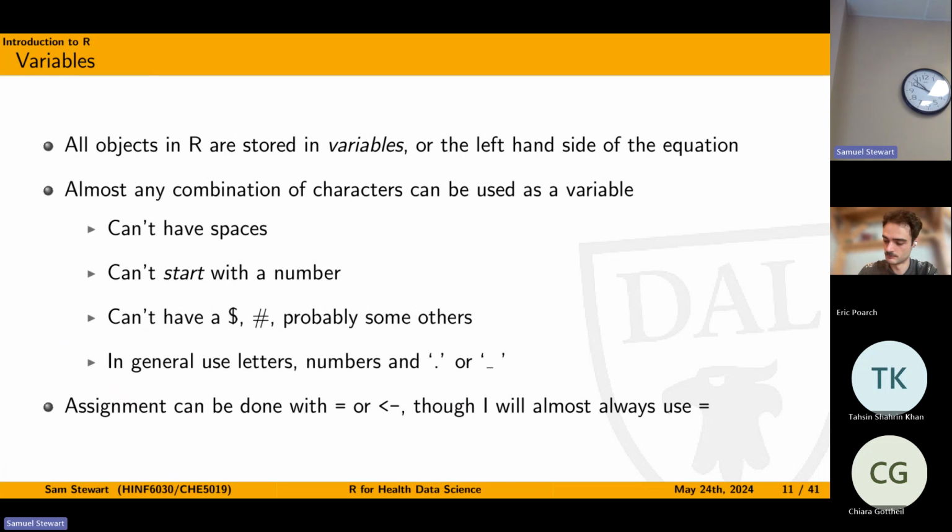So I talk a little bit about variables. I said everything can be stored in variables. So that's the left side of the equals. If I go x equals 7, I'm talking about the x side. All objects are stored in variables. Almost any combination of characters can be used as a variable.